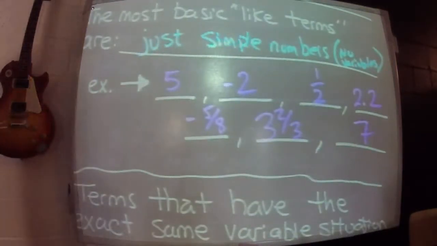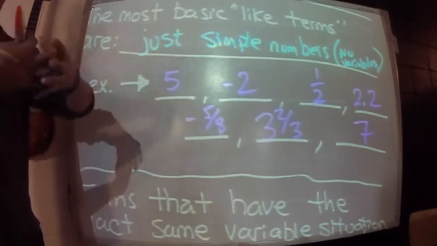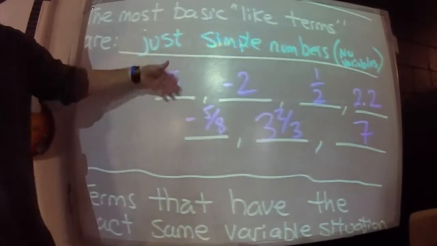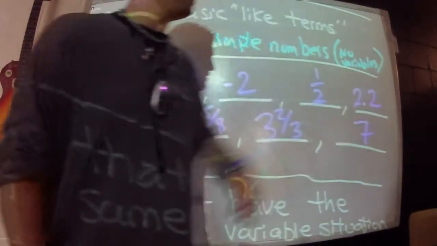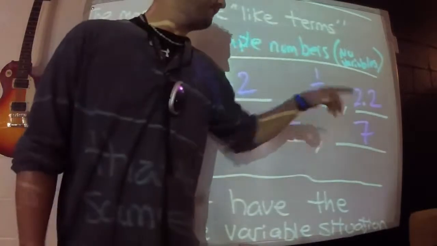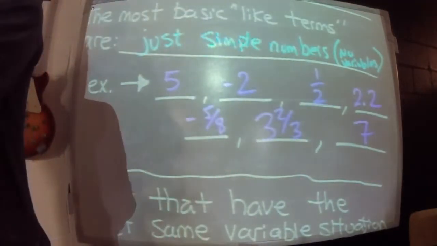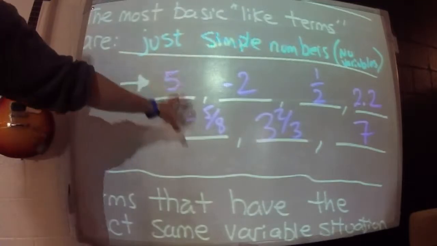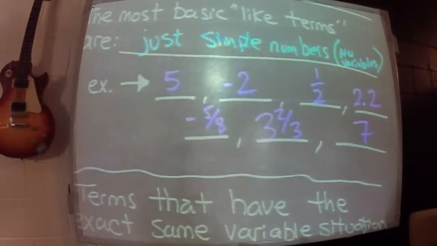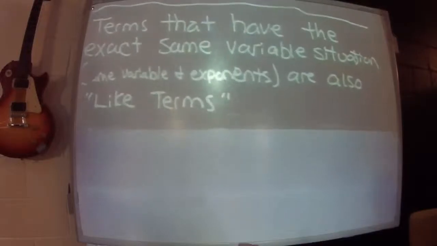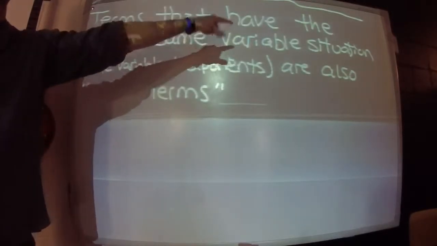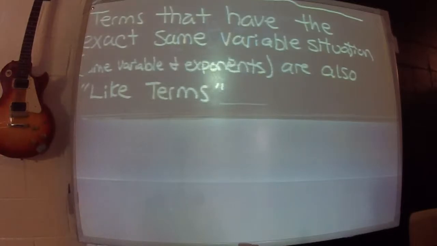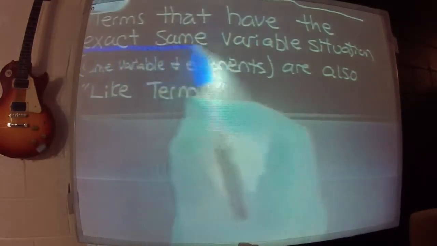They all look different, but they're all like terms. I could go in my calculator and add all of these things together and combine them. I could say 5 minus 2 plus 1/2 plus 2.2 minus 5/8 plus 3 2/3 plus 7. And I get an answer. They go together. They don't have an X on them. They're like terms. Now the other like terms are terms with variables. But here's how you know that they are like terms. They have the exact same variable situation. Underline that. Exact same variable situation.